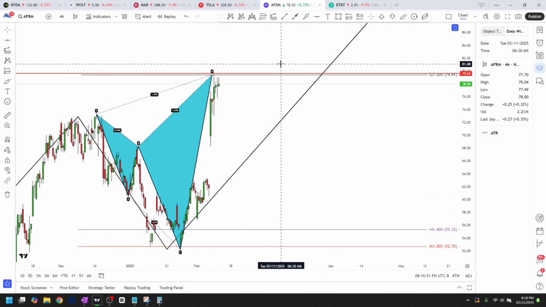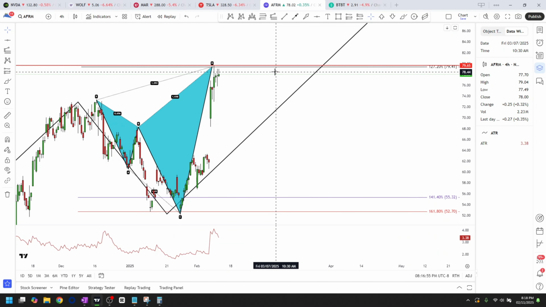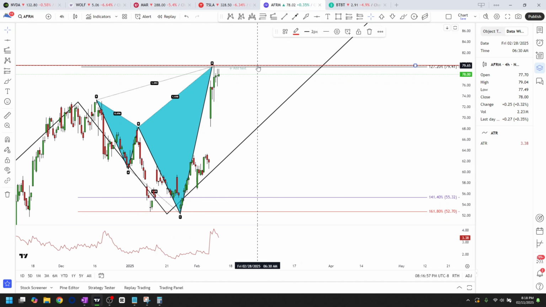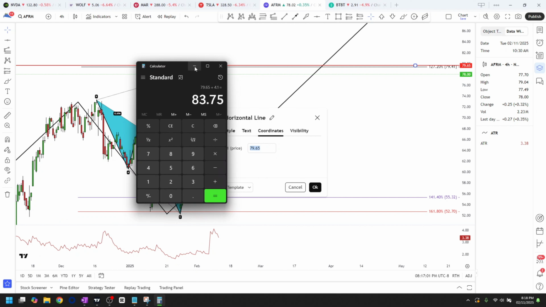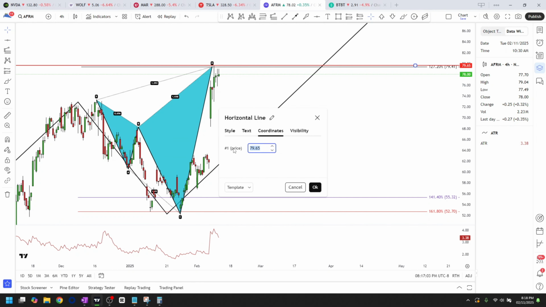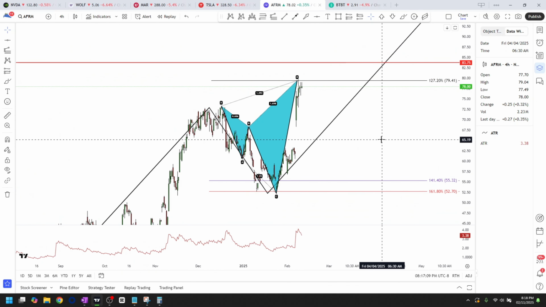So take the line and put in, what was our number? 83.75, and put in 83.75, and that's where it's going to tell us to put our stop. Nice and strong, good stop.